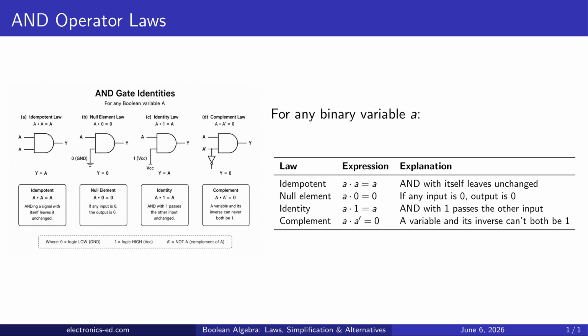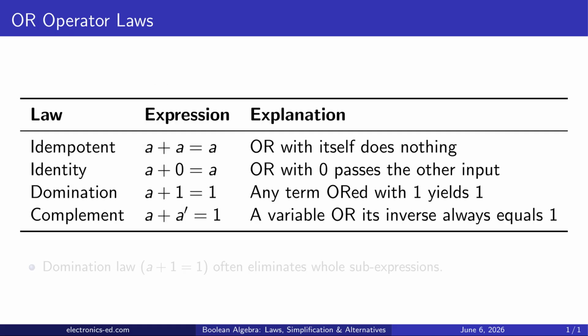This table shows the AND operator laws, including idempotent, identity, and domination, with expressions and explanations. This table summarizes the OR operator laws, idempotent, identity, and domination, showing how OR behaves with itself, 0, and 1. The domination law, where any variable OR'd with 1 equals 1, can often eliminate entire subexpressions in your circuit.